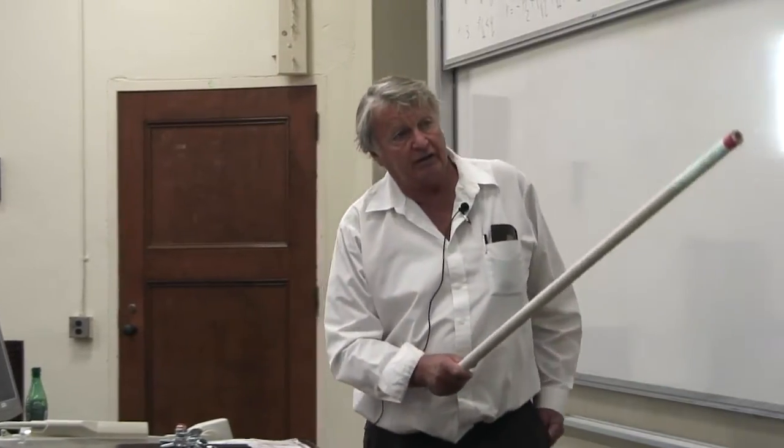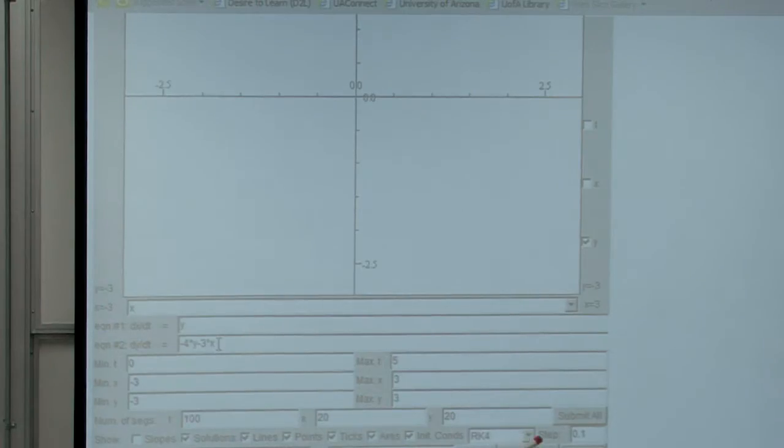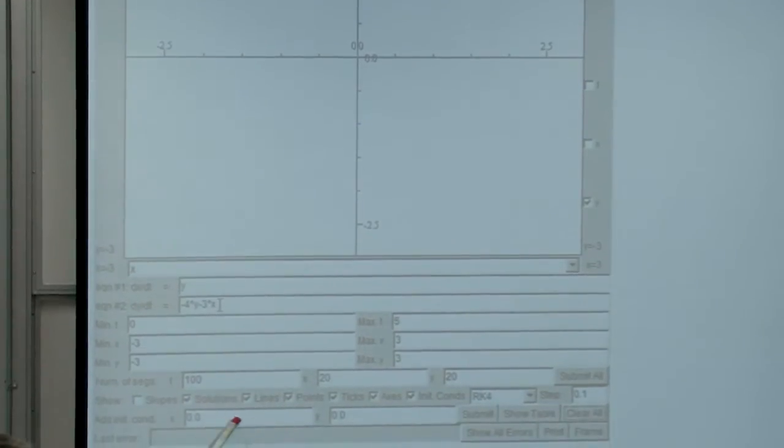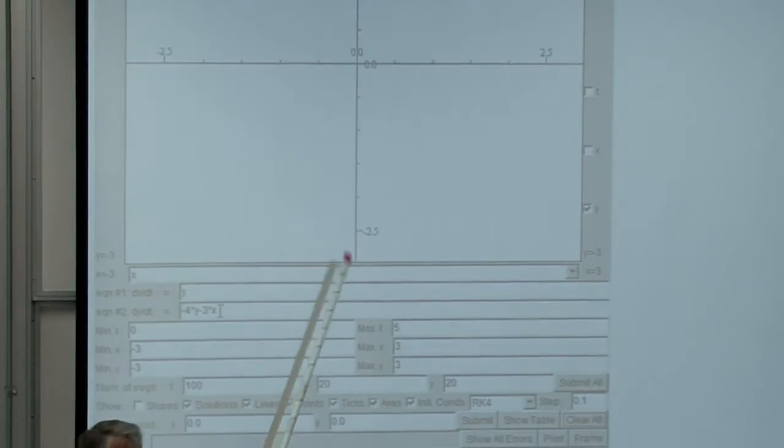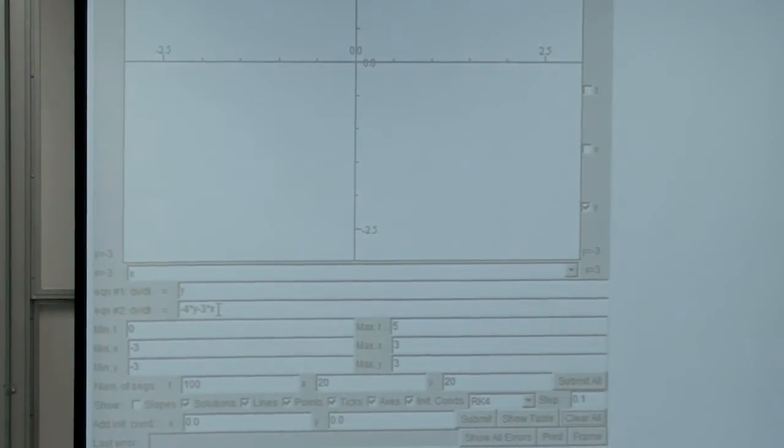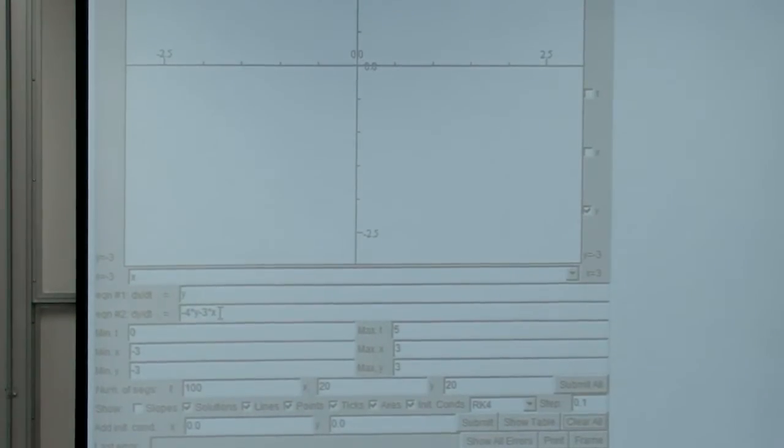So let's take a look. I always go to the RK4, step size 0.1. At the beginning, I've taken off the slopes. I'll put it back in a minute. This is the solutions. I can put my initial conditions here if I like, or I'll just press the button at where I want to start the motion. All right, so let me start the motion at several different places.